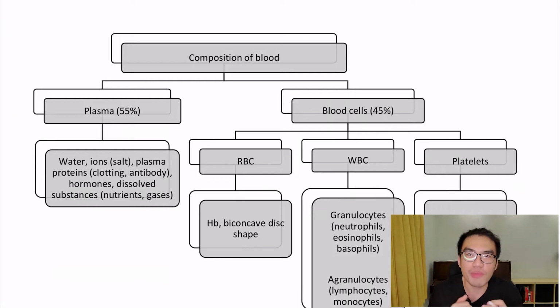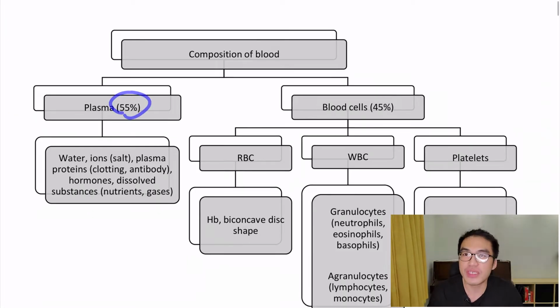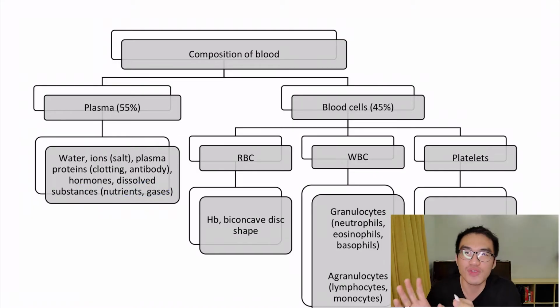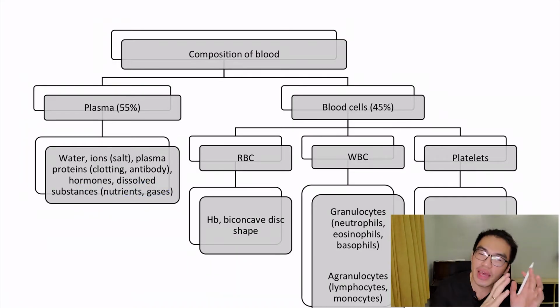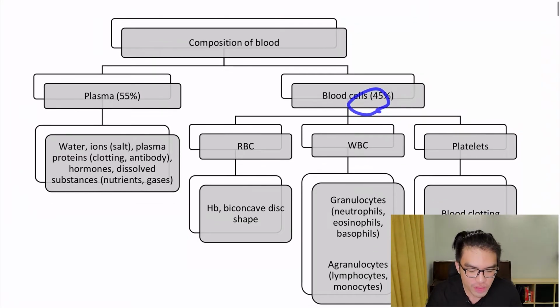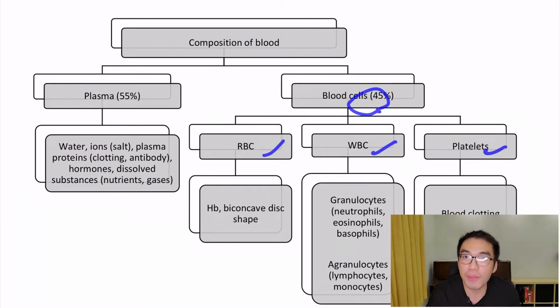Let's look at the composition of blood. 55% is the watery yellowish part called plasma. What's inside it? You have water, ions, salt, plasma proteins for clotting and antibodies, hormones, and dissolved substances like nutrients and gases. All the liquid stuff will be in your plasma. Next, you have your blood cells, which make up 45% of the blood. You have red blood cells, white blood cells, and platelets. I'm sure you know the function of each of them.